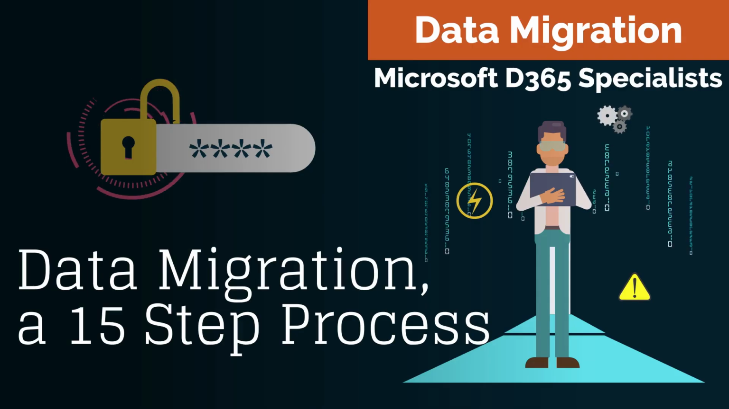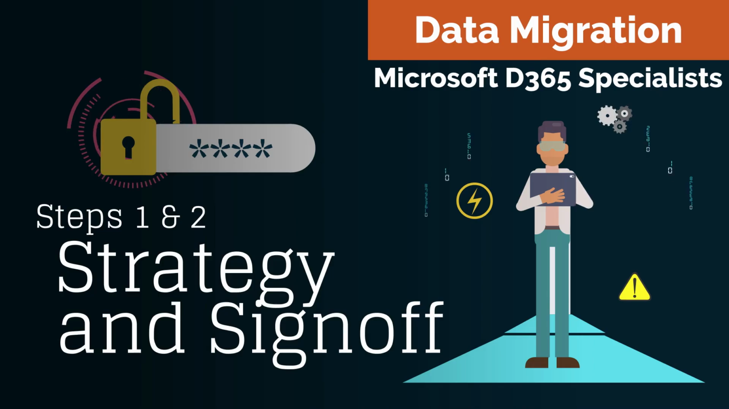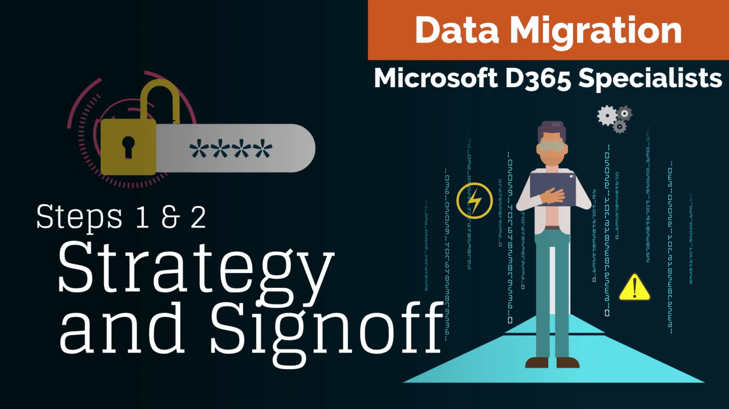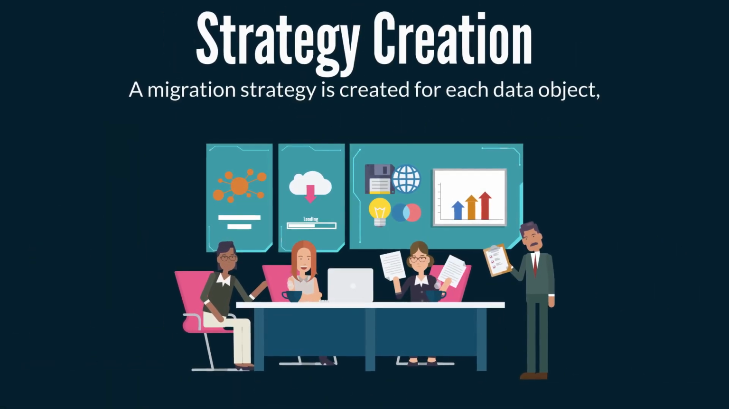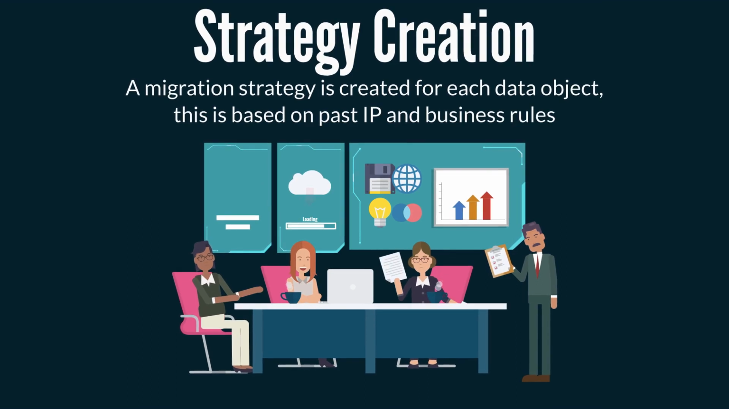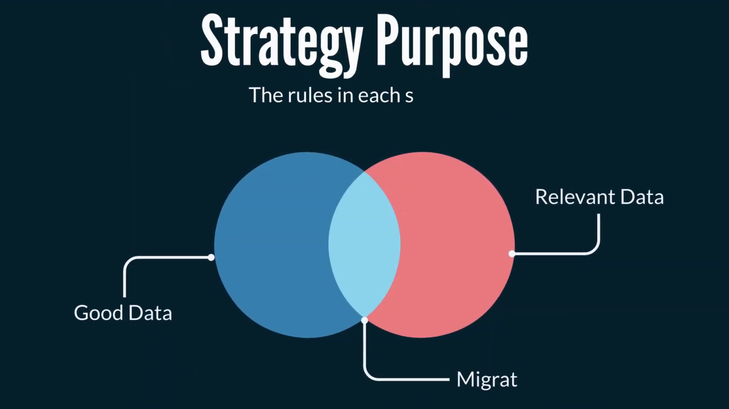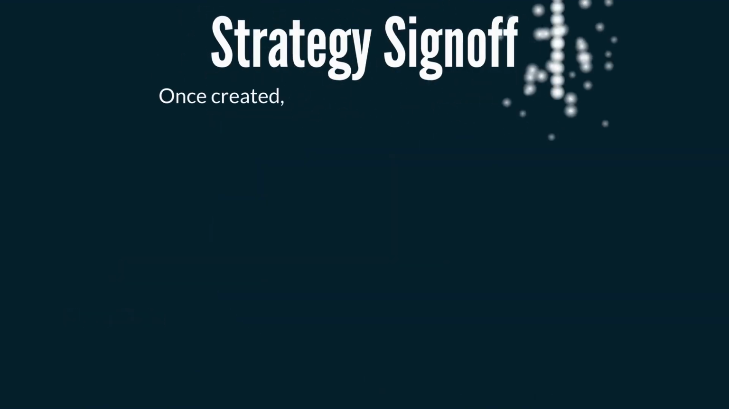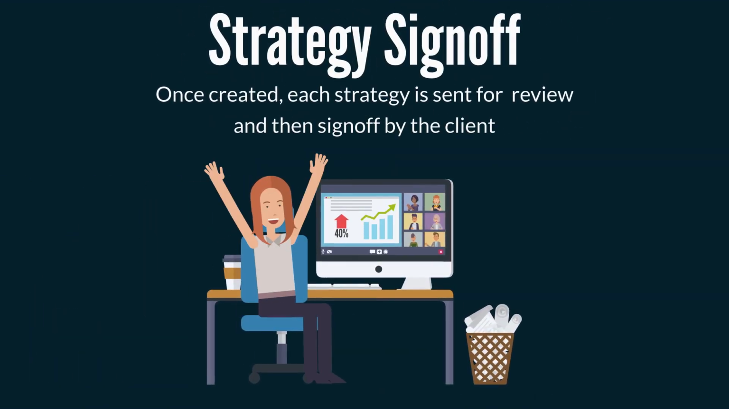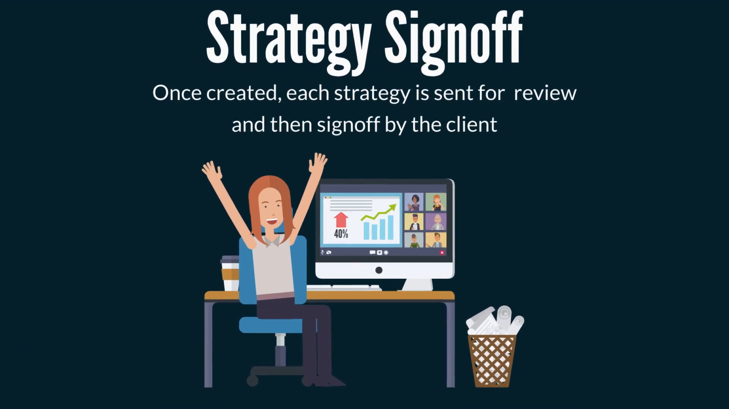Data migration, a 15-step process. Steps 1 and 2, strategy and sign-off. A migration strategy is created for each data object. This is based on past IP and business rules. The rules in each strategy dictate the set of data to be migrated. Once created, each strategy is sent for review and then sign-off by the client.